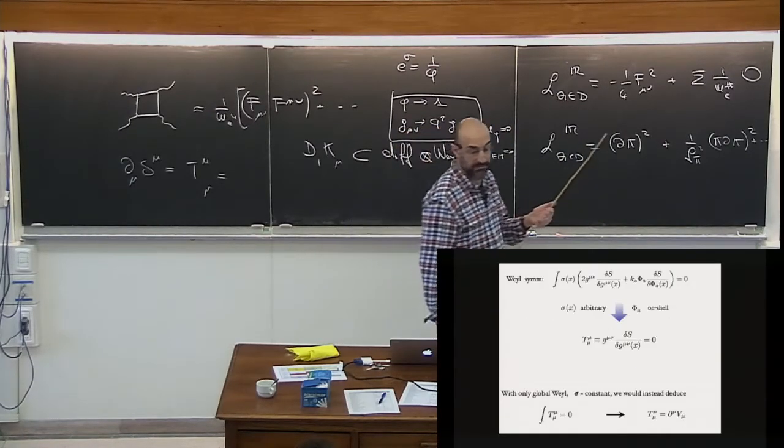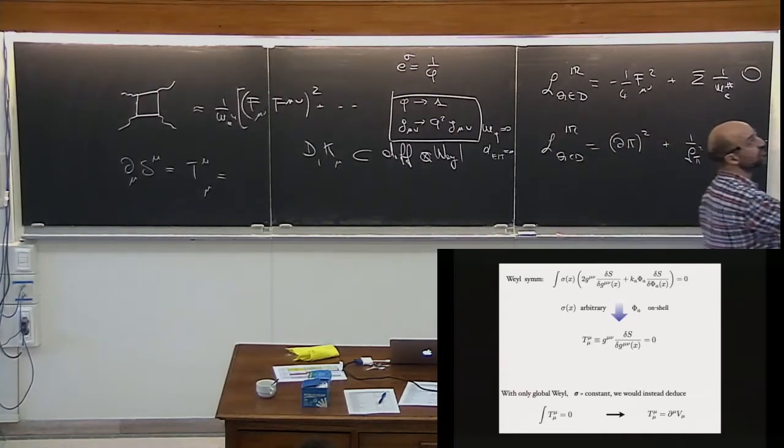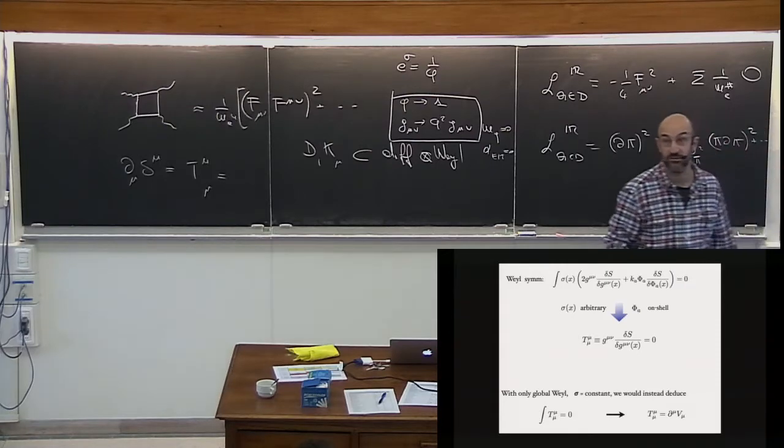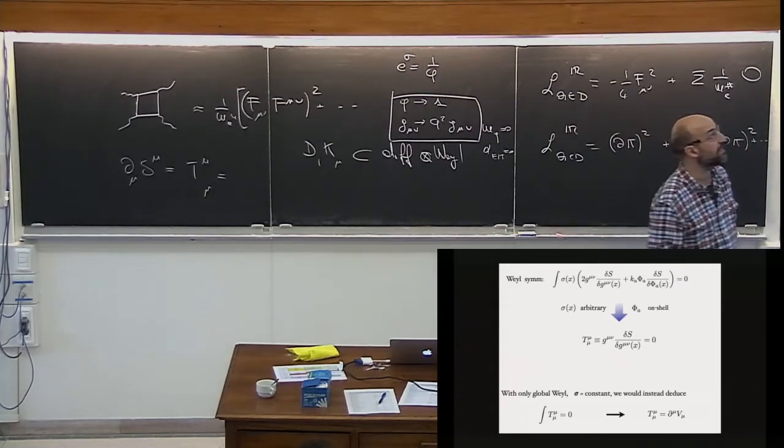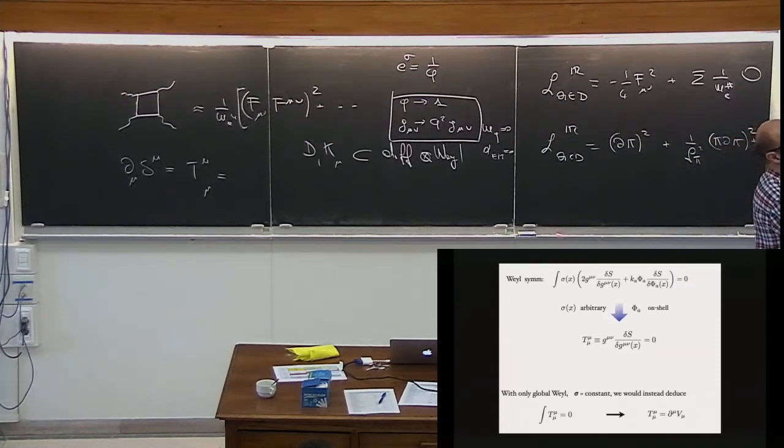So you have a Lagrangian which is invariant under Weyl transformation. So this is the Weyl transformation of the action. This is the change in the metric. This is the change in the fields. If the action is invariant, this is 0. And this is 0 for arbitrary sigma. That's a local symmetry.